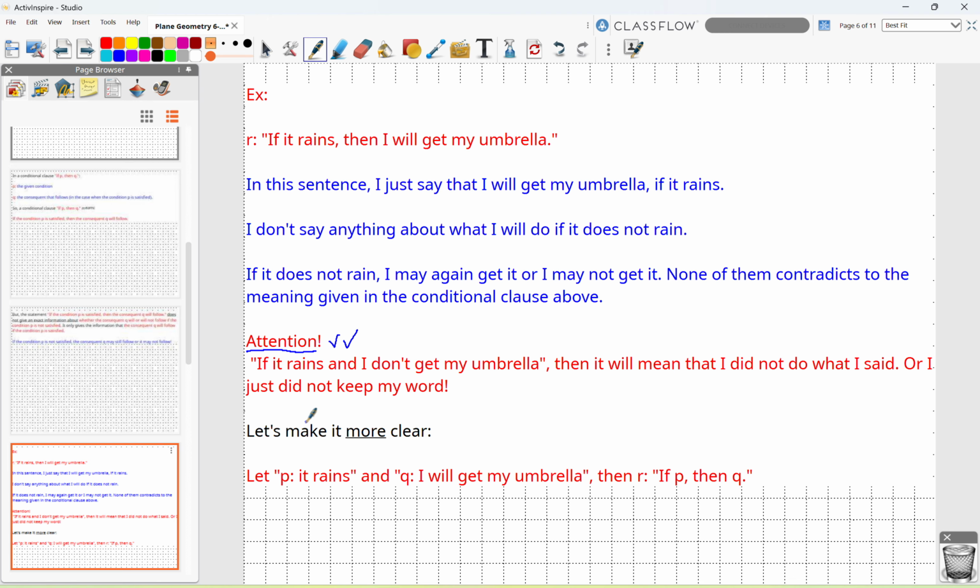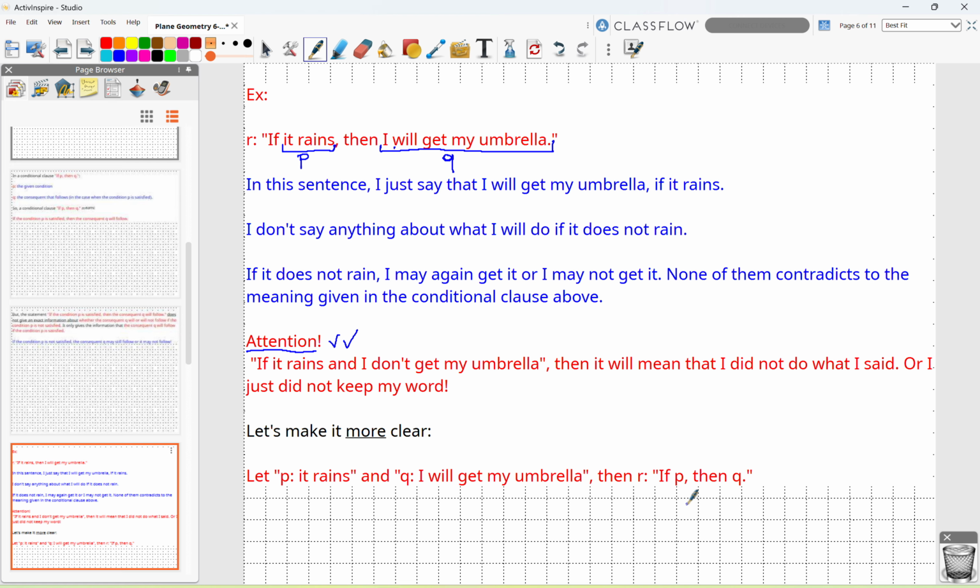Let's make it more clear. If I split this sentence, I say that this part, this proposition, it rains, is the proposition P, and this part of my sentence, this phrase, is the proposition Q. So P is the proposition it rains, Q is the proposition I will get my umbrella. Then the proposition R will have the form if P then Q, right? In short.